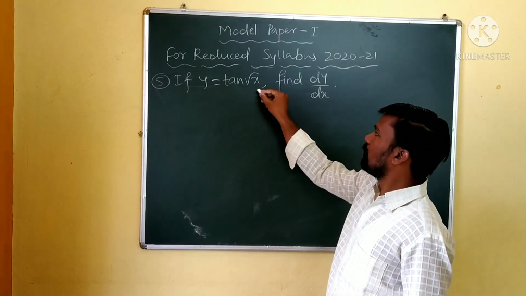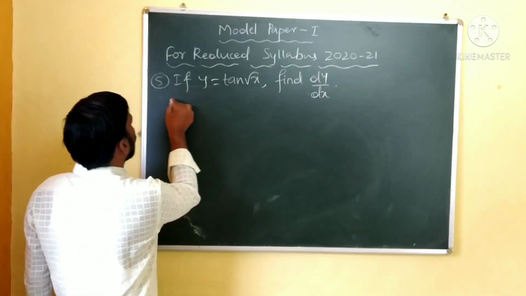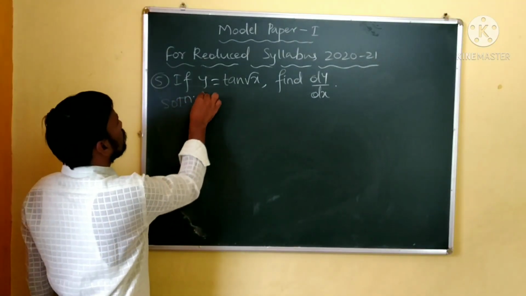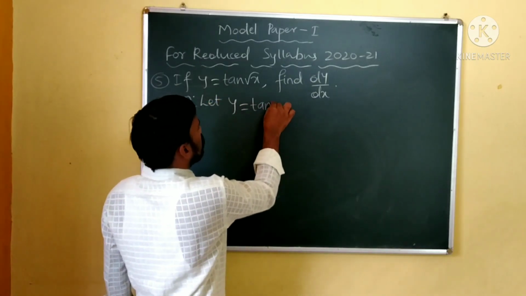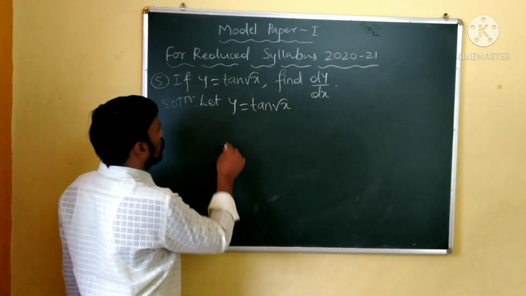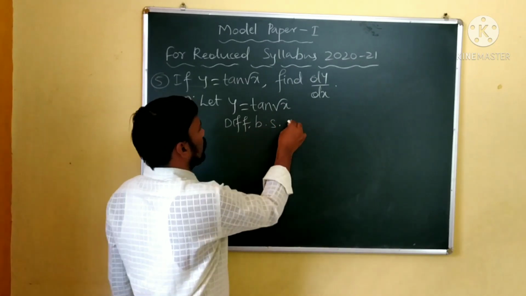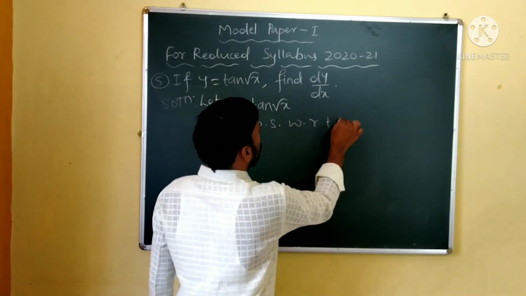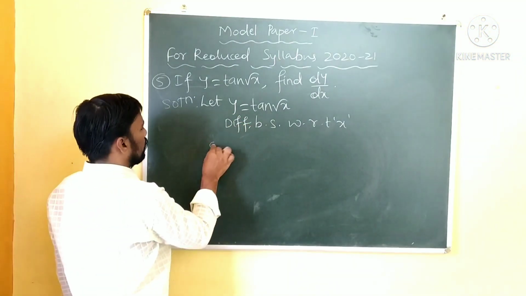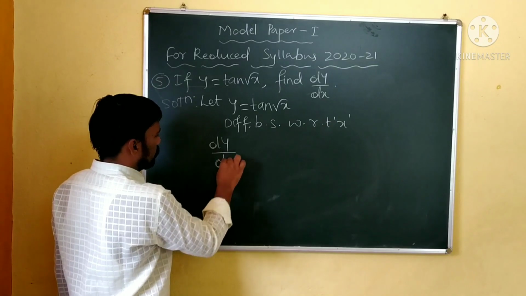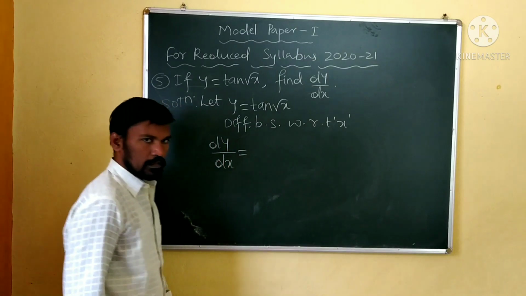If y is equal to tan of root x, then find dy by dx. This is from differentiation. Solution. Let y is equal to tan of root x. Then differentiating both sides with respect to x. The derivative of y with respect to x is dy by dx, that is equal to the derivative of tan x. The derivative of tan x is secant square x.